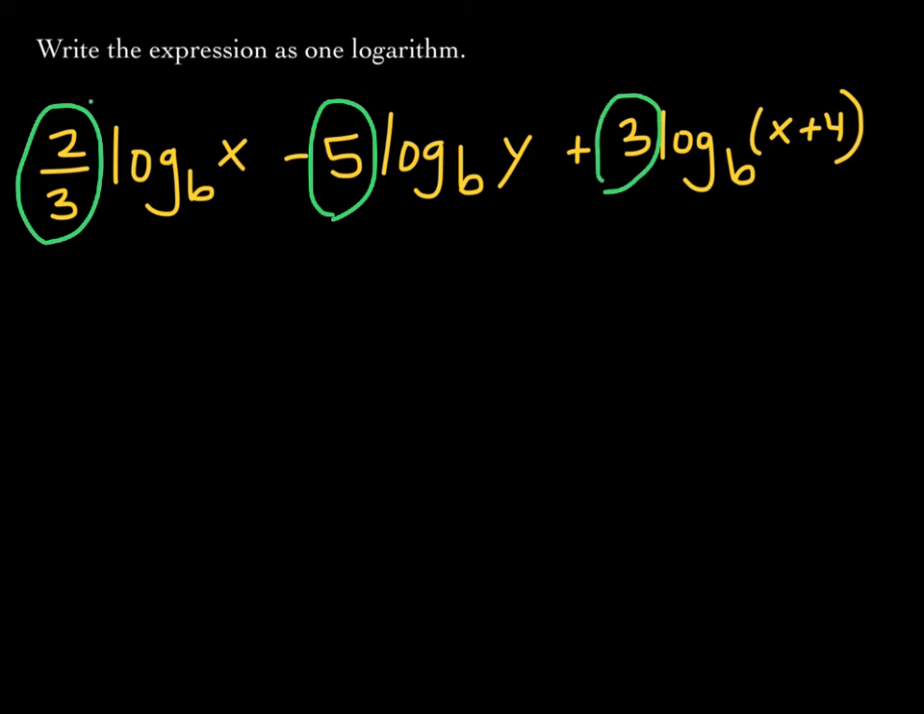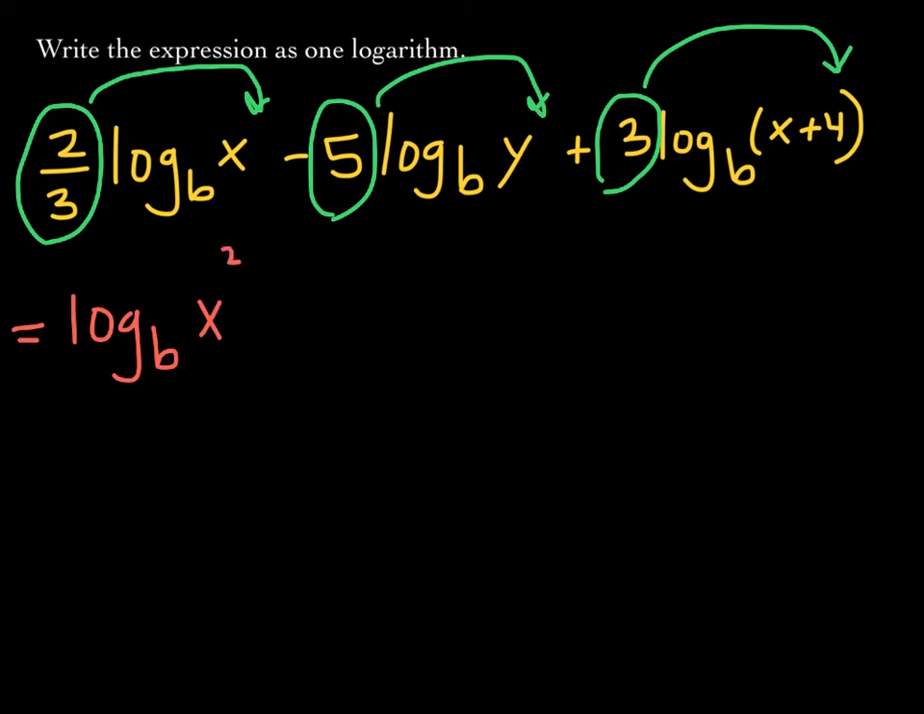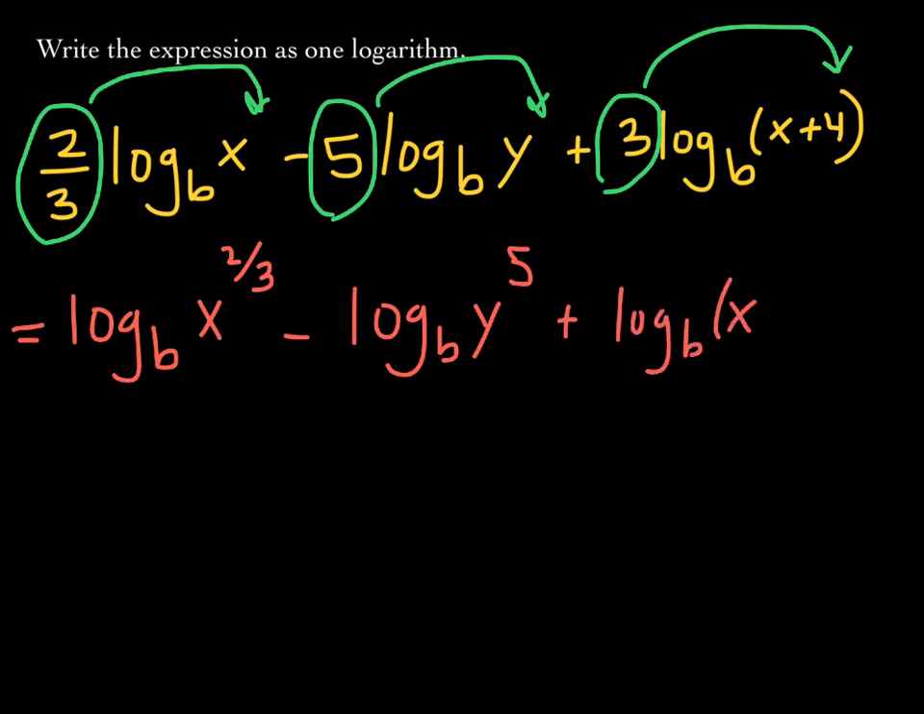And I'm going to take these coefficients and I'm going to put them back up as powers on the arguments. Okay, this is using the power rule. So then you would have log base b of x to the power of 2/3 minus log base b of y to the 5th plus log base b of x plus 4, that's a little sloppy, hold on, log base b of x plus 4, all of that cubed.